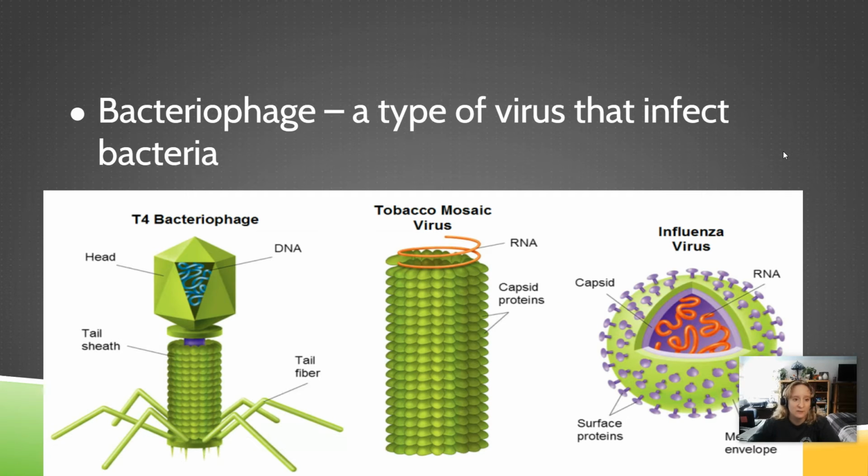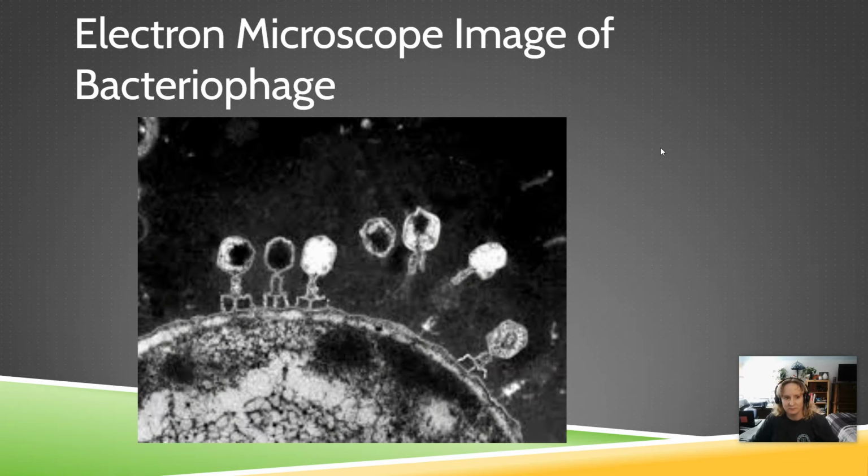A bacteriophage is very interesting, because that's what a lot of scientists studied to start learning about viruses. It actually looks like a little machine. It's the one on the left. This is a T4 bacteriophage, and it looks like a little robot, actually. But they infect specifically bacteria. So it's a virus that infects a bacteria.